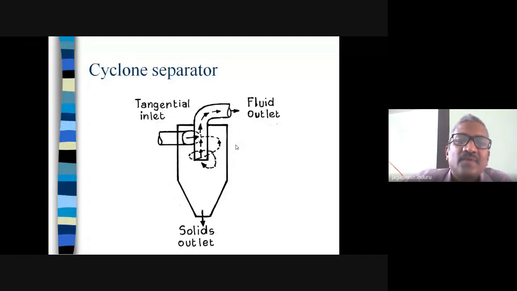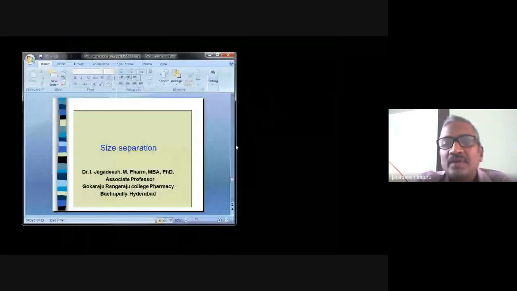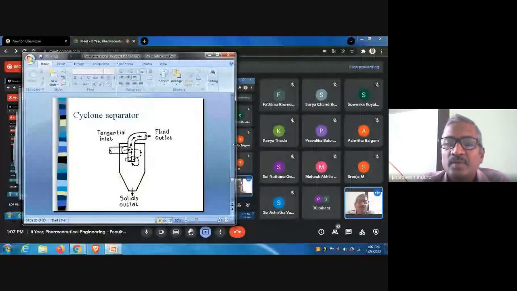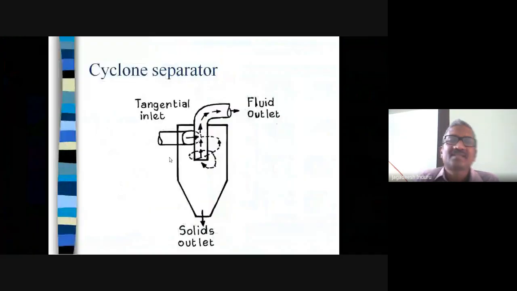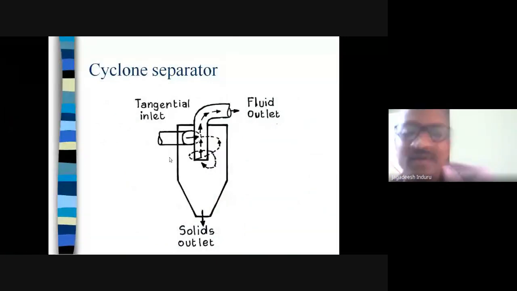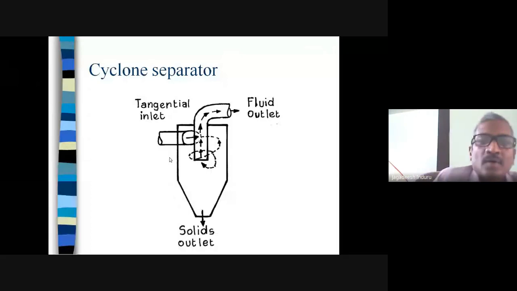First, we are going to see the construction of the equipment. This is the tiny diagram which is appearing on the screen. If anywhere you have a problem, you can stop me and ask the question, no problem. In the construction, the equipment contains a cylindrical vessel which has a tapering at the bottom.